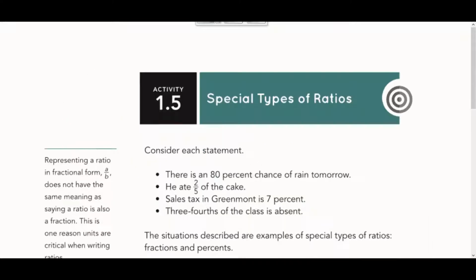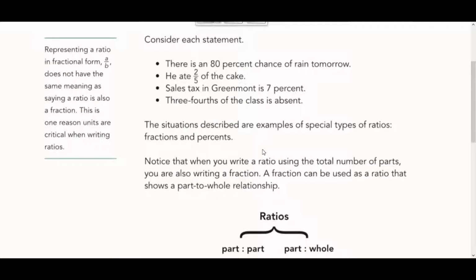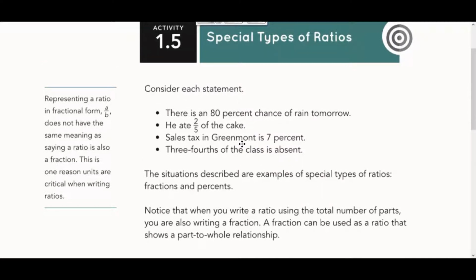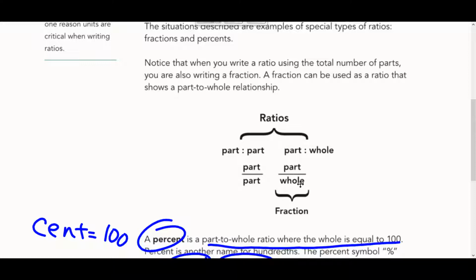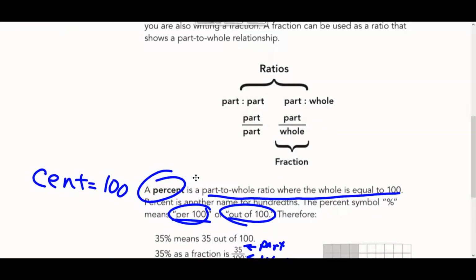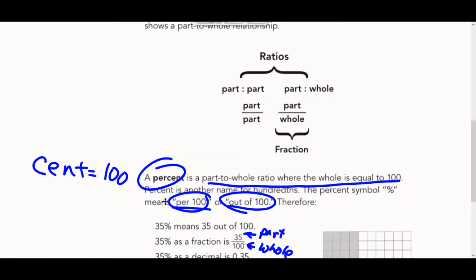Now, on this page, we're taking a look at how a part-to-part ratio is just that. It is a ratio. But a part-to-whole ratio also looks like a fraction. We have your part out of your total number. Then going a step further, our percent is a part-to-whole ratio where the whole number is equal to 100. Cent means 100, like centuries or cents, like how many cents does it take to make a whole dollar? Those all mean 100. So percent means per 100.